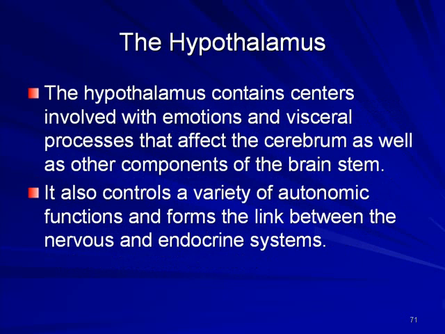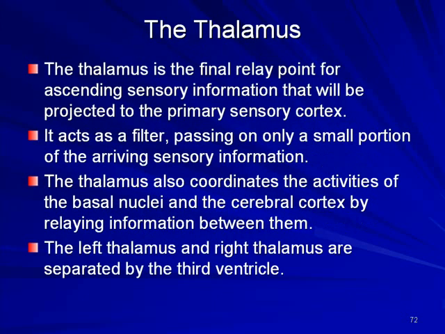Now, the hypothalamus is an organ that you should be familiar with in its function. The hypothalamus contains centers involved in emotions and visceral processes that affect the cerebrum, as well as the other components of the brainstem. It also controls a variety of autonomic functions and forms a link between the nervous and the endocrine system. The thalamus is the final relay point that you see.